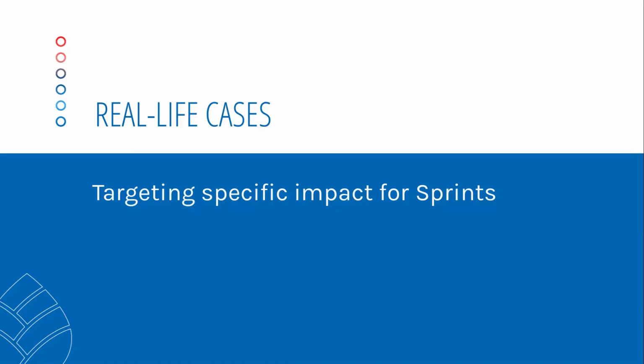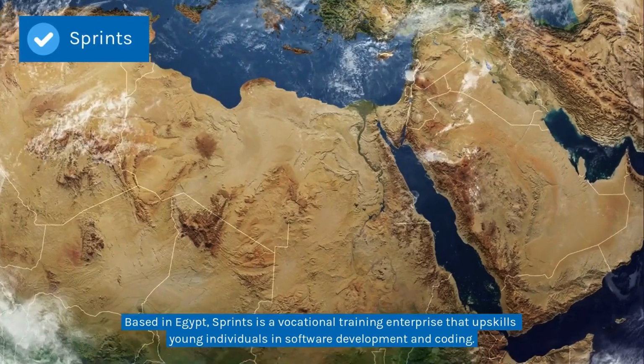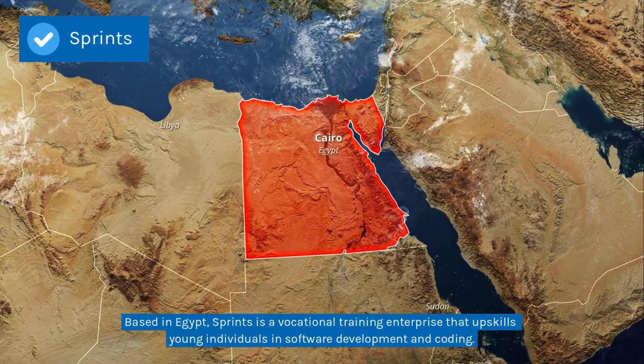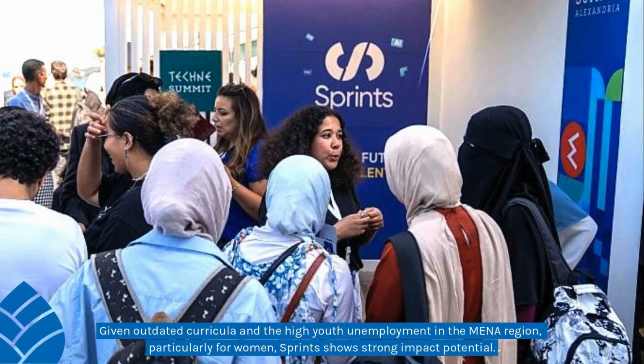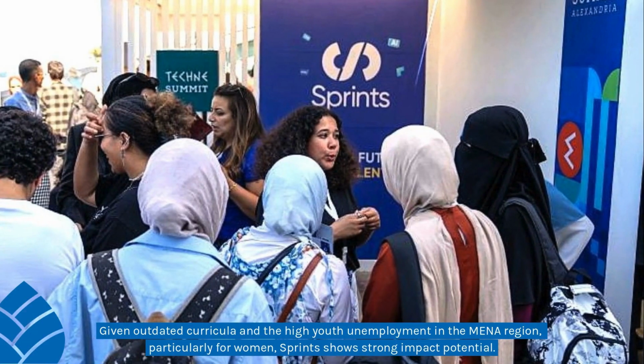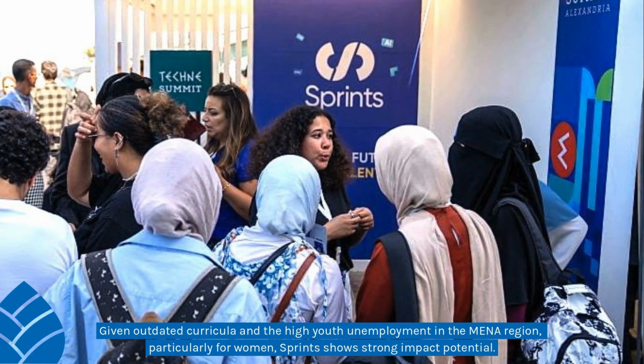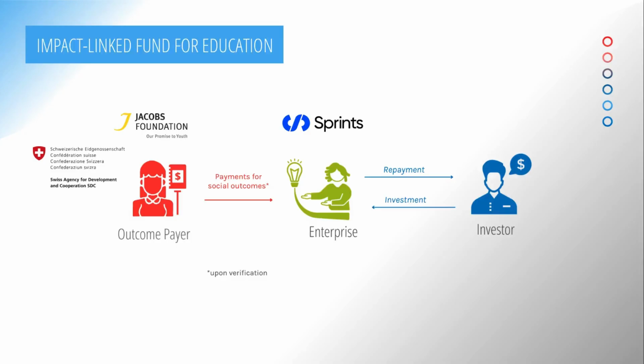Now, let's discover the next real-life use case together, targeting specific impact for Sprints. Based in Egypt, Sprints is a vocational training enterprise that upskills young individuals in software development and coding. Given outdated curricula and the high youth unemployment in the MENA region, particularly for women, Sprints shows strong impact potential. The Sync transaction was part of the Impact-Linked Fund for Education, funded by SDC and the Jacobs Foundation. The emphasis for Sprints was put on gender impact.